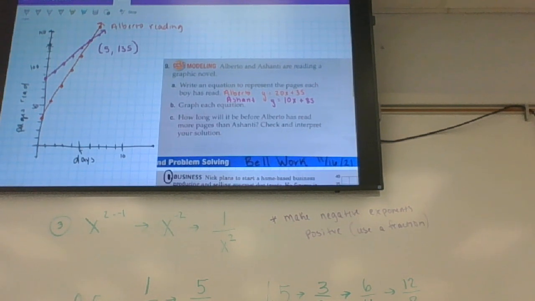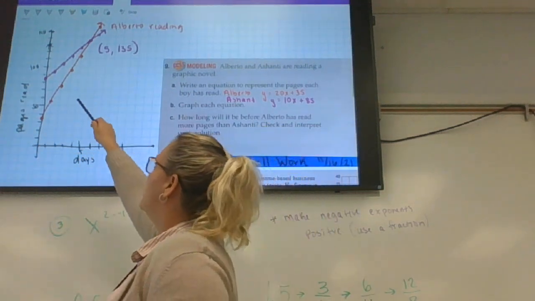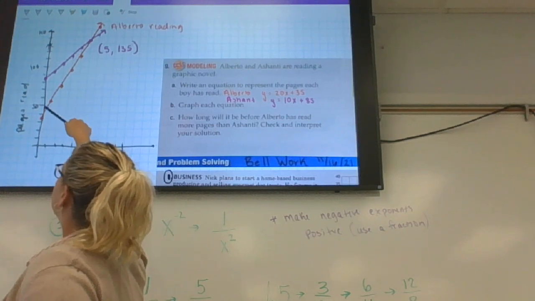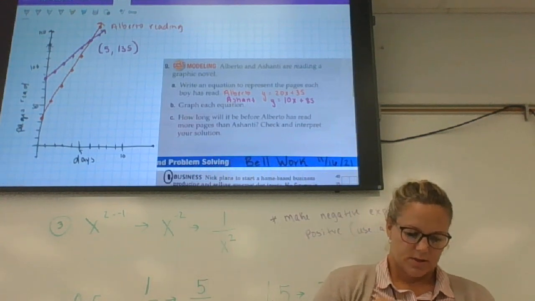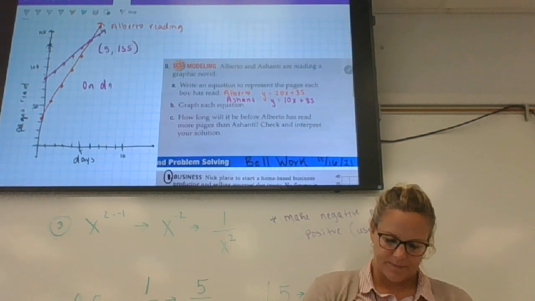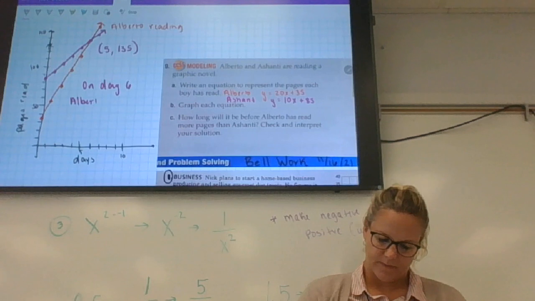So my graph's meet right at 5, 135. So how long will it be before Alberto has read more pages than Ashanti? I'm going to go with 6 days. They're on the same page, well, same amount of pages right after 5 days. And since Alberto's reading more on the very next day, the red line is higher than the purple line. So on day 6, Alberto will have read more pages.